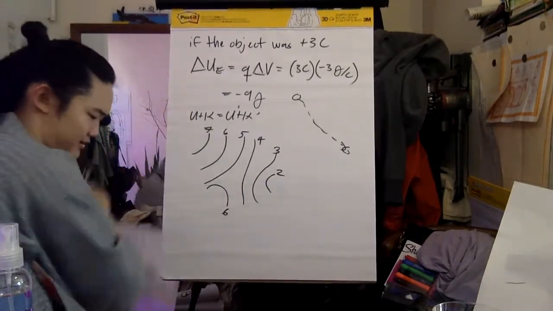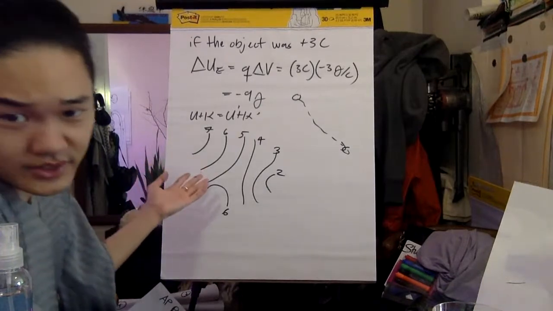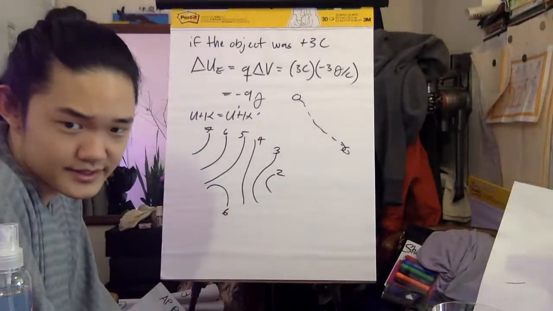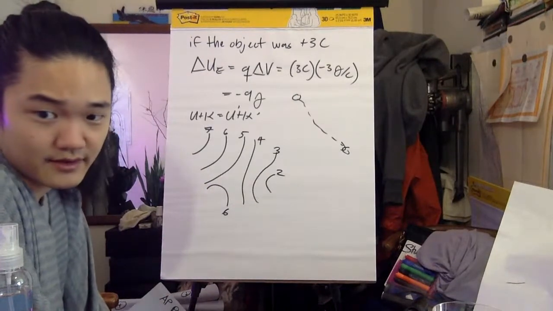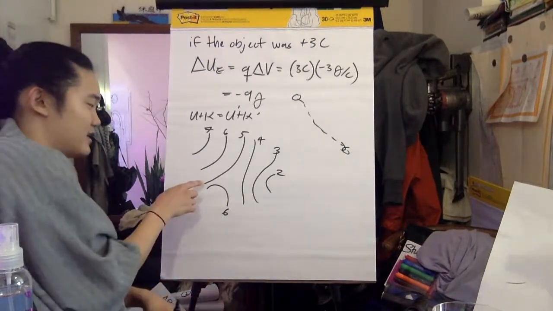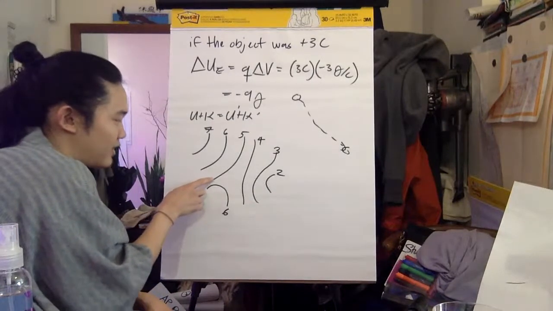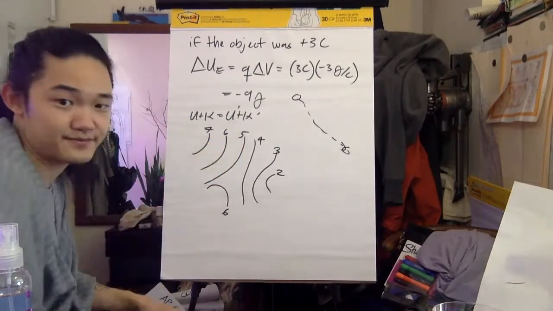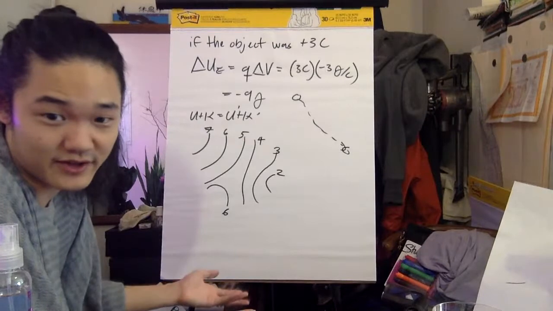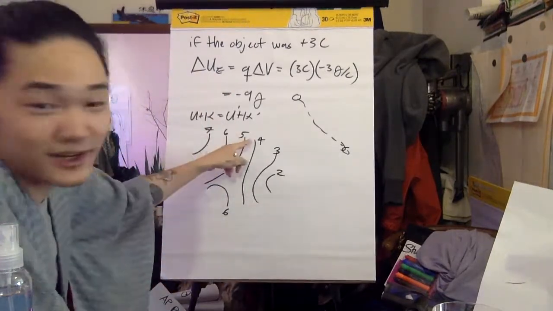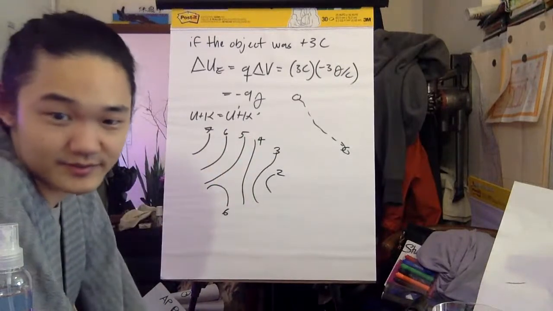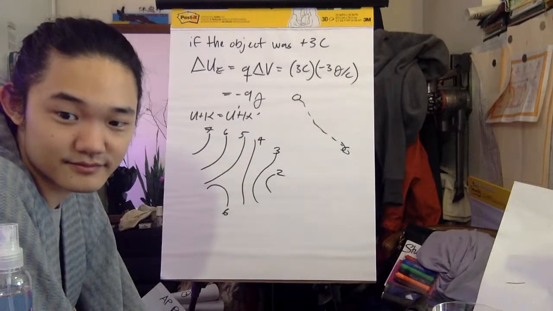Why is that important? Because this is a much quicker way of drawing this, and it basically tells the same information. And not only that, it says, hey, what if I move a particle from here all the way to here? How much does its potential energy change? 0, because its change in potential was also 0.